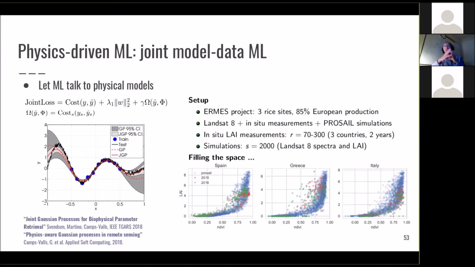We applied this to parameter retrieval, again, of leaf area index, and for that we used Landsat observations. For the simulations, we ran the PROSAIL radiative transfer model over different regions. You can see here Spain, Italy, and Greece. And we obtained good accuracy and consistency between the models and the data, except for some cases.